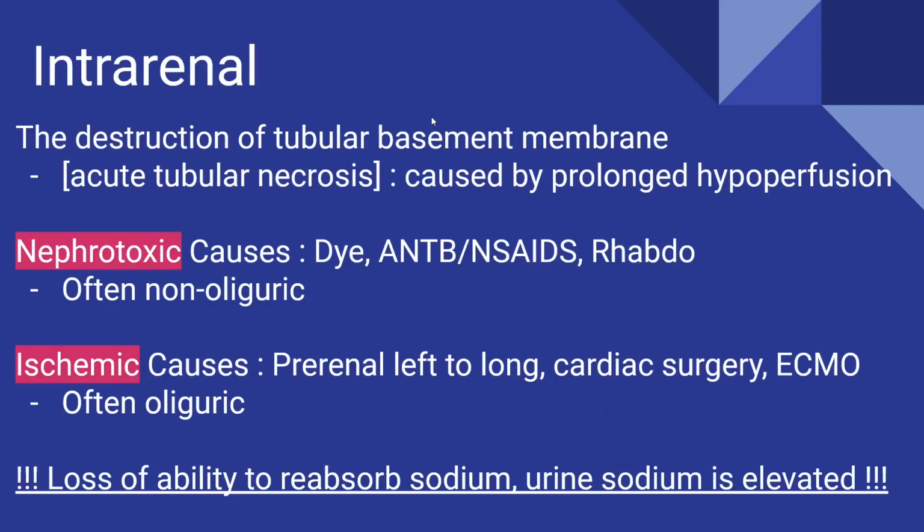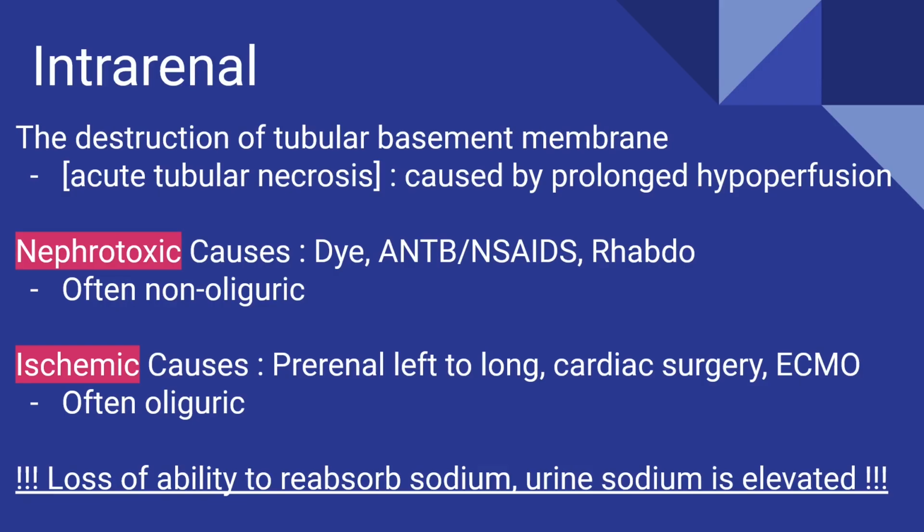Okay, then there's intrarenal failure. So this is more destruction of those tubular basement membranes that we saw in that first picture. So we may still have good perfusion to the kidneys. We may have no blockages on the outflow side of things, but what's causing the problem is now within the kidney itself. So any kind of nephrotoxic agents like dye or potentially antibiotics, NSAIDs, rhabdomyolysis. So a lot of these things can cause both pre and intrarenal failure.